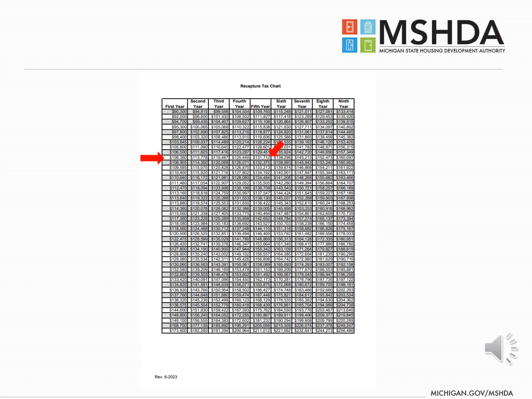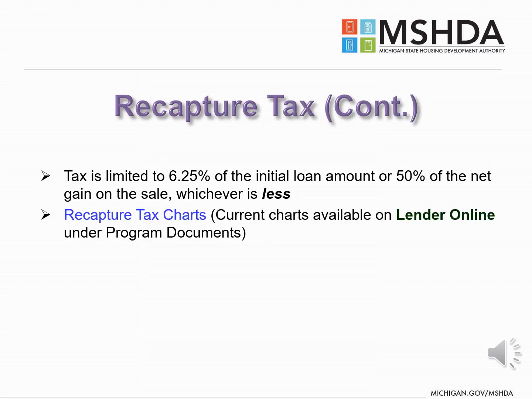Considering our average household income on a MSHDA loan is around $60,000, it is unlikely most will ever pay. The only time we see payment of recapture tax is if the applicant got married and more than doubled their income. They together may exceed $131,712. If the applicant must pay recapture tax, the tax is limited to 6.25% of the initial loan amount or 50% of the net gain on the sale, whichever is less.